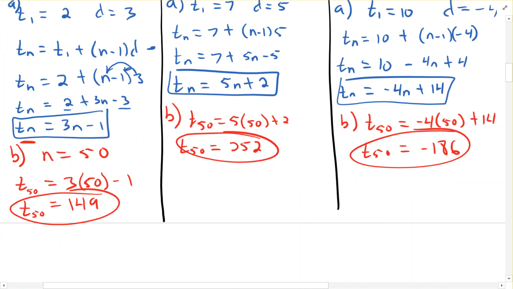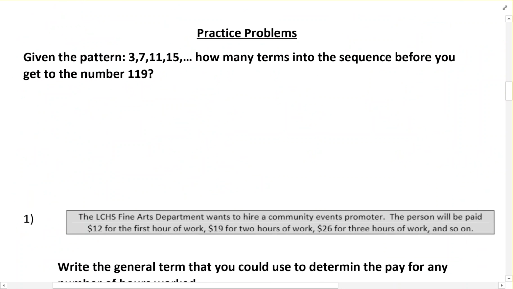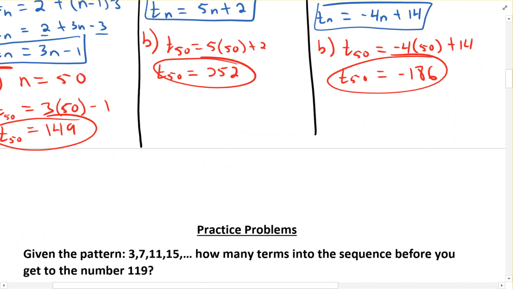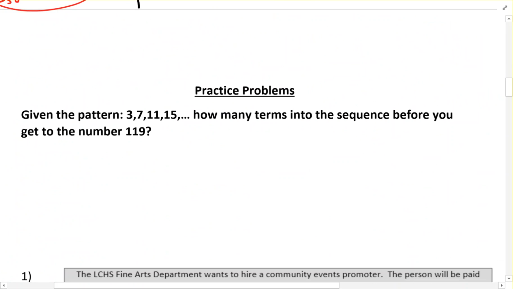All right, so that's the general idea of that first formula and how it works. Part one of this is just really using this formula. Once we get to this point, we're looking for either T50 or some other number, or the question might say, what is this n value? And that's what we're going to come up with here. Given this pattern, how many terms into the sequence before you get to the number 119? How many terms into the sequence is talking about an n value. So what's n?